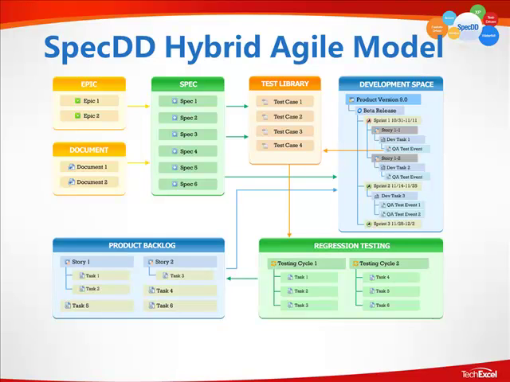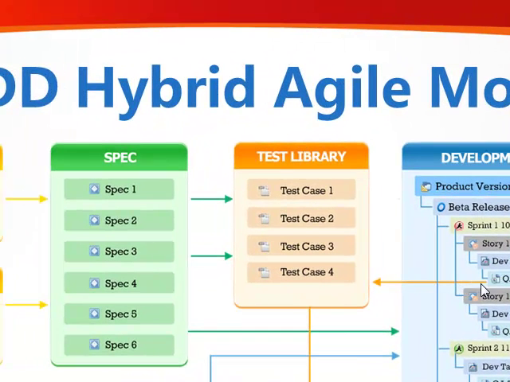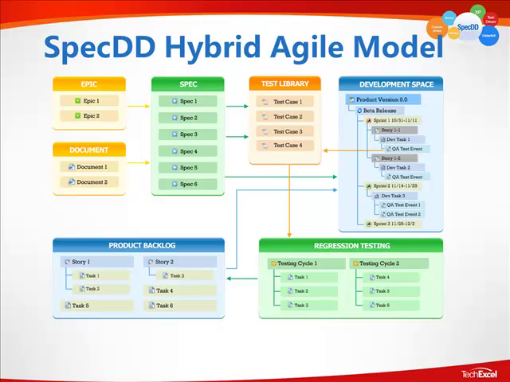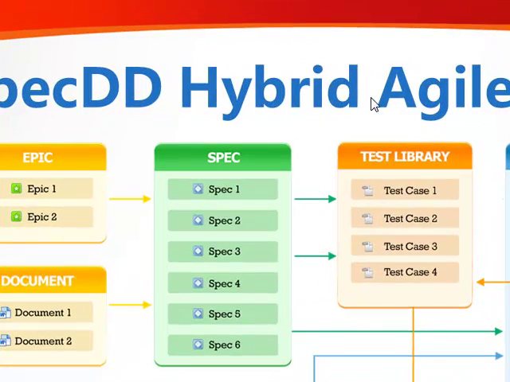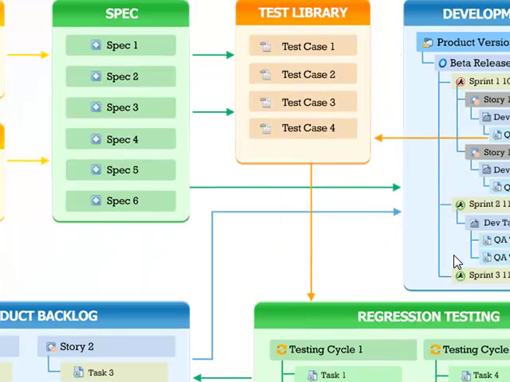These QA floaters, however, do help improve the test libraries and the test cases. So you'll see the arrow coming from the test events into the test libraries. Now, that's not to say that the test cases and test libraries don't also help the development space. So the arrow here could potentially be bidirectional in some situations. But for the most part, the test library will drive the regression testing. The regression testing, this lower green box.